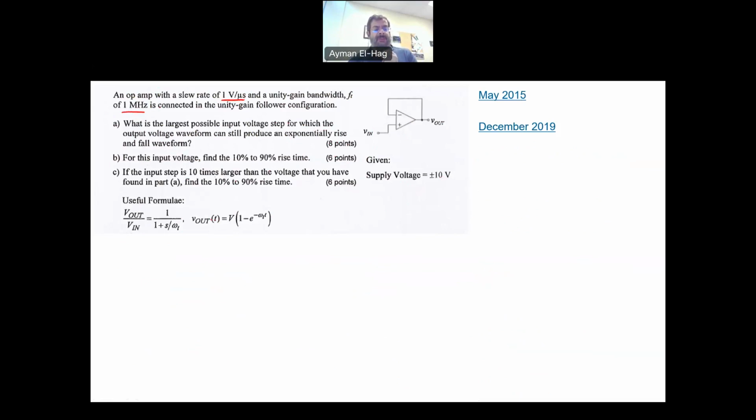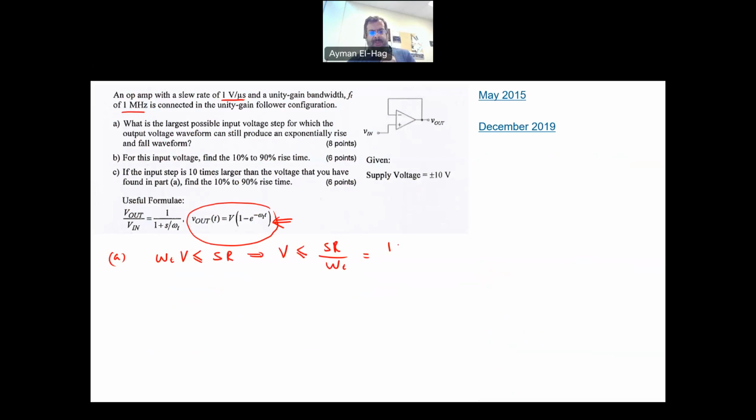What is the largest possible input voltage step for which the output voltage can still produce an exponential rise and fall waveform? So basically, you want to see what is the maximum voltage for which your V out will be following this formula. So the condition I just mentioned in the previous slide, which is omega t times the voltage, should be less than or equal to the slew rate. Or your voltage should be less than or equal to the slew rate divided by omega t.